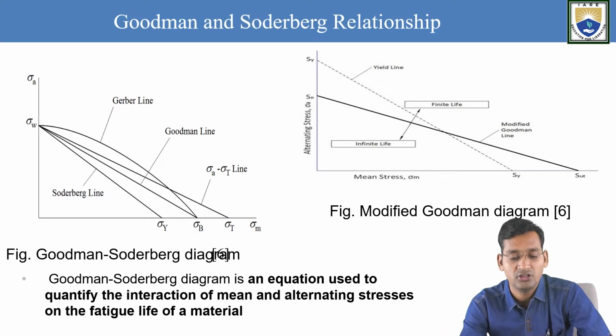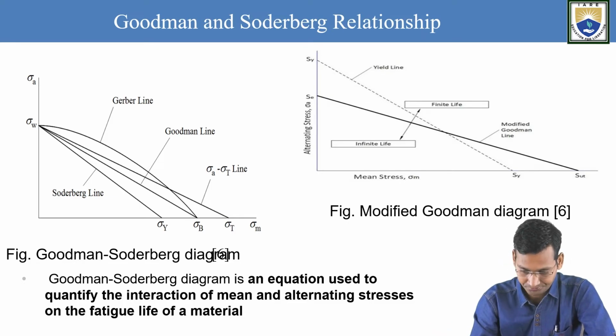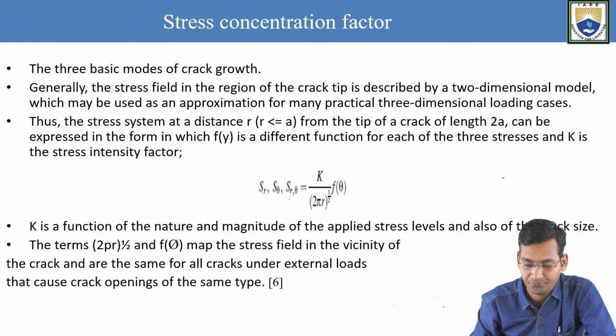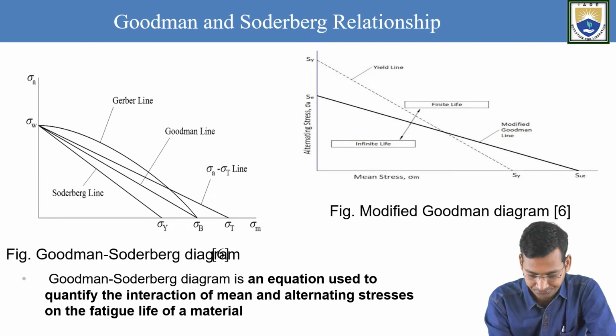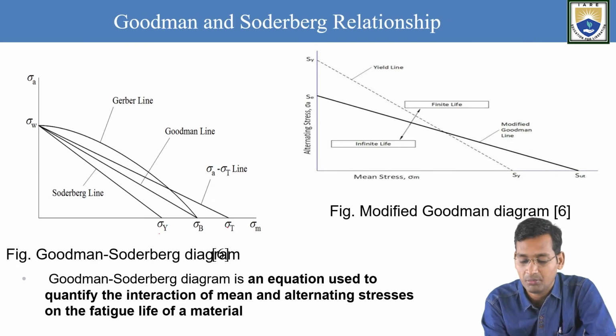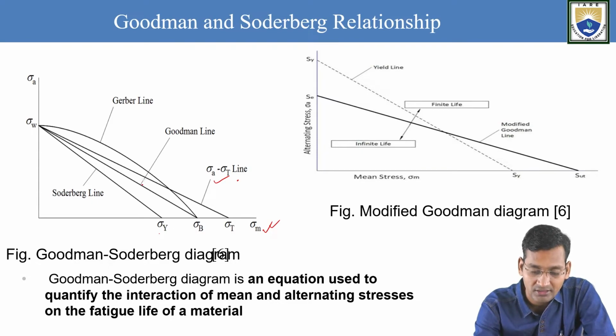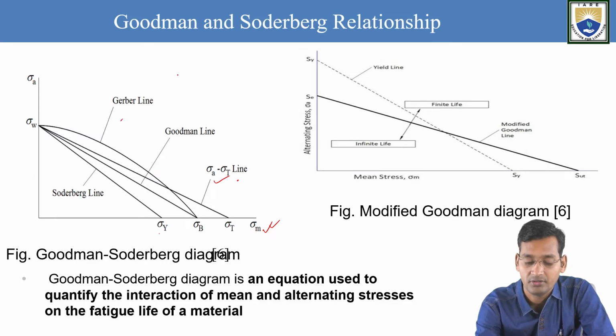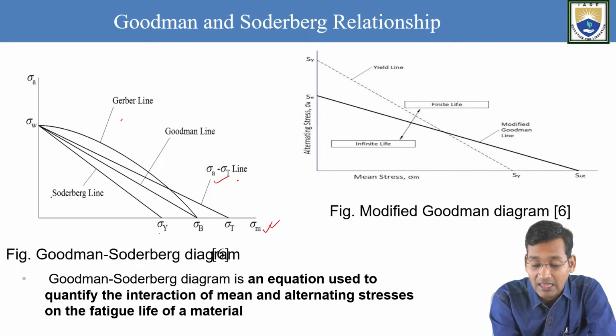Now for finding this, Goodman and Soderberg gave some equations, modified according to what we had seen in the stress-strain curve. Now just see, this is sigma w. In this next diagram, this is sigma L, sigma B, sigma T, sigma M. Sigma M we already saw, that is the mean. Sigma amplitude minus sigma T: this line is the sigma A minus sigma T line. The lower line is the Goodman line, the curved one is given by Gerber's line, and this one is the Soderberg line.